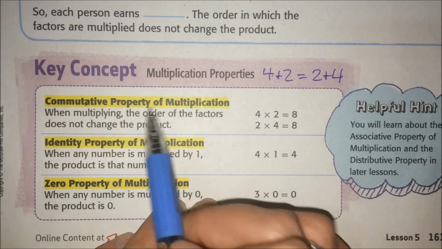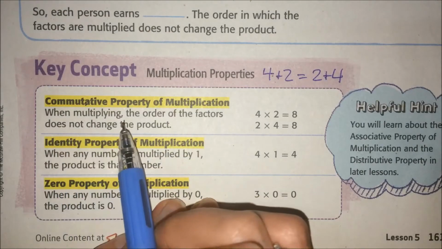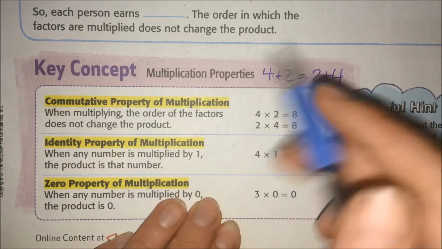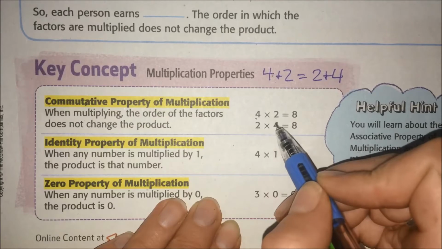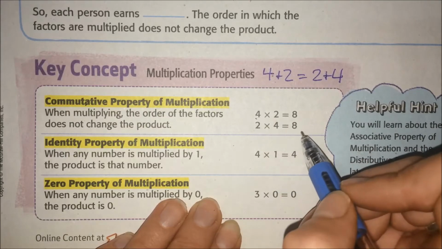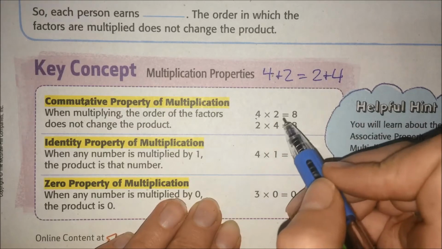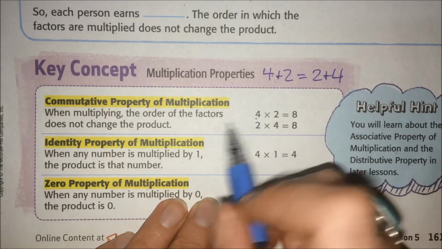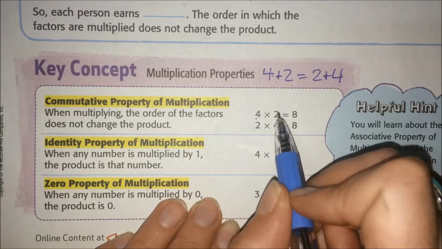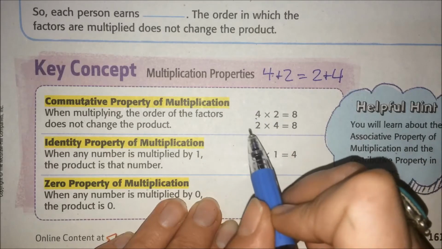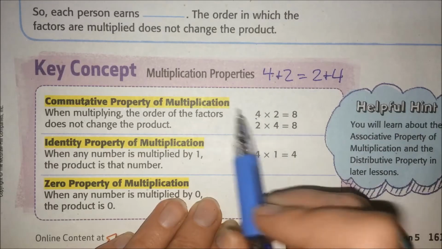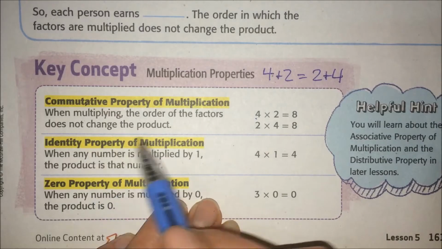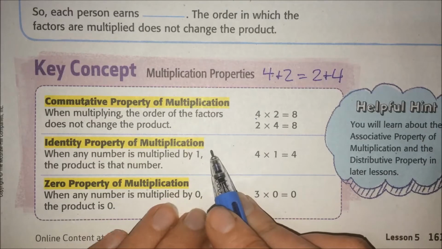When multiplying, the order of the factors does not change the product. 4 times 2 equals 8. 2 times 4 equals 8. So actually these are pretty similar. Remember, commute means move, like your morning commute, your drive to work. The numbers are just switching, but you still have all the same numbers. So very similar.